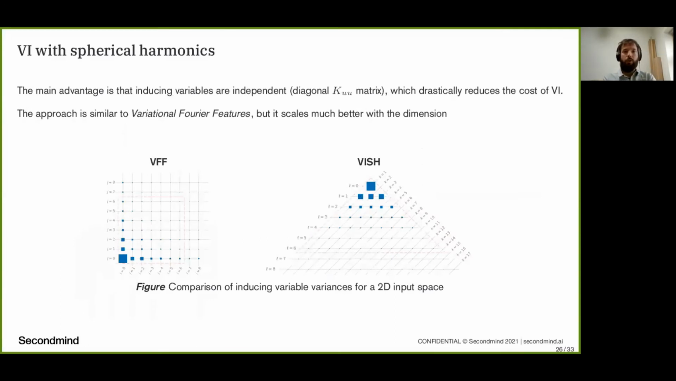The main advantage from a computational point of view is that the matrix that captures the covariance between the inducing variables becomes a diagonal matrix. So that drastically reduces the cost of variational inference. The approach is also very similar to variational Fourier features, but it gives us a very nice ordering of the most important eigenfunctions we should consider, so the most important inducing functions we should have in the model. VFF doesn't scale very nicely with the dimensions, whereas VISH scales very nicely with the dimension.